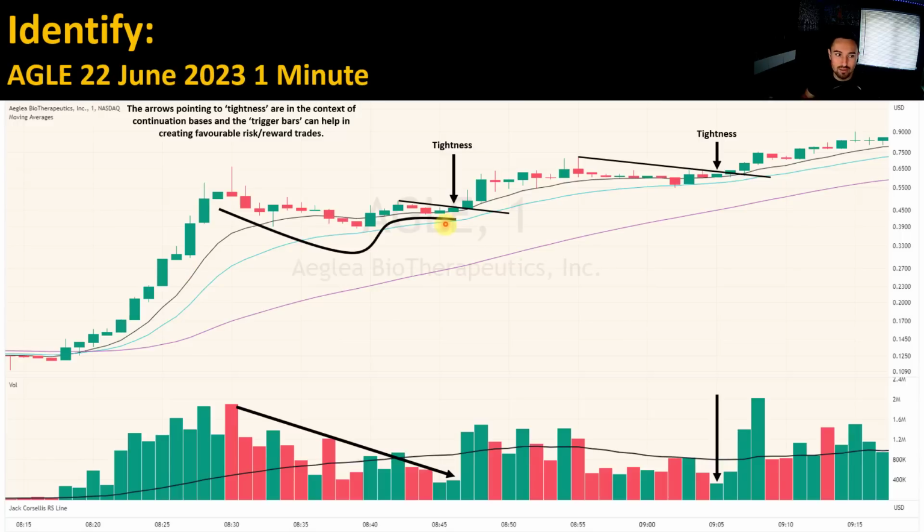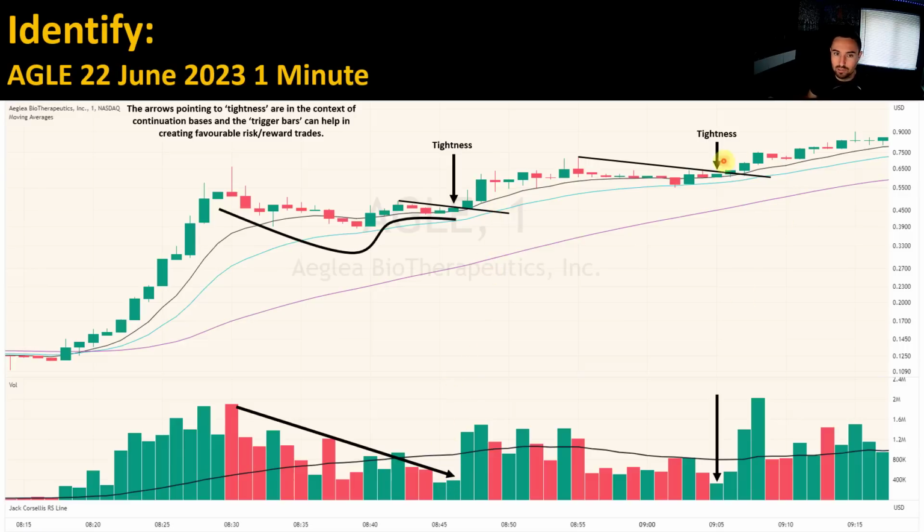This is AGLE, which is a biotech stock on the 1-minute chart in the pre-market. Same things are happening. Look at the trigger bars coming through. Look at price in relation to the moving averages. Again, black line, blue line, and purple line are the same irrespective of time frames, unless it's the weekly chart where I use the 10-week simple moving average instead of the 10 EMA. But here, this is the 10 EMA on the 1-hour chart, 21 EMA on the 1-minute chart, for both of those, and the 50 SMA on the 1-minute chart.